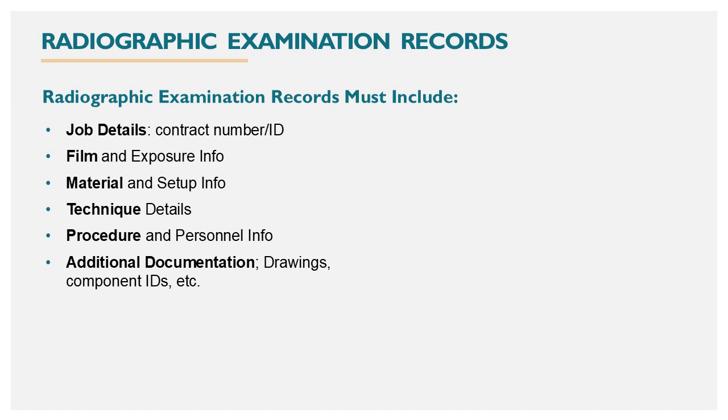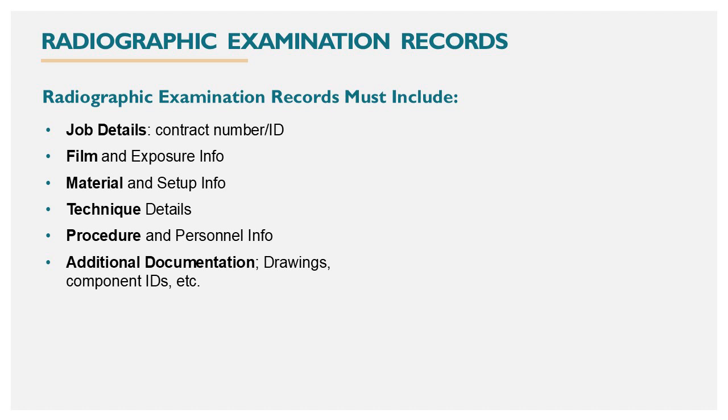Radiographic examination records. Radiographic examination records must include: job details, such as job or contract number or ID. Film and exposure info, which includes location of markers, number of exposures taken, type of radiation used, X-ray voltage or isotope, focal spot size, X-ray, or source size, isotope, film type and manufacturer, and number of films per cassette. Material and setup info, which includes type and thickness of base material and weld reinforcement, and distance from radiation source to object.